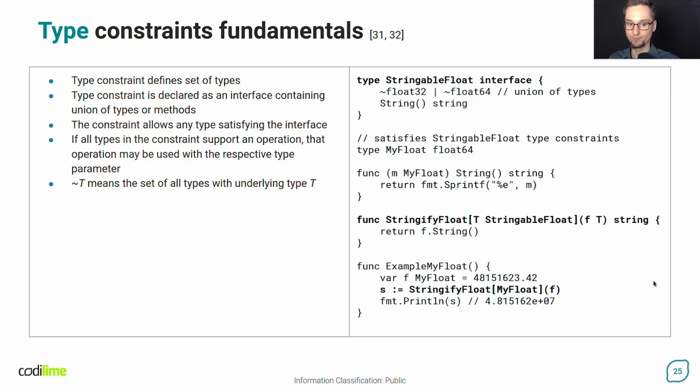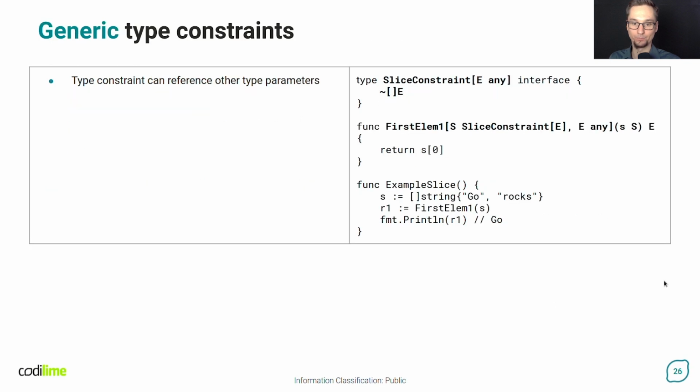Additionally, if all the types in the constraint support an operation, for example, the operation of, I would say, equality, that operation may be used with the respective type parameter. Yeah, so for example, this generic code could use the equality operator because floats support such an operator. Okay.